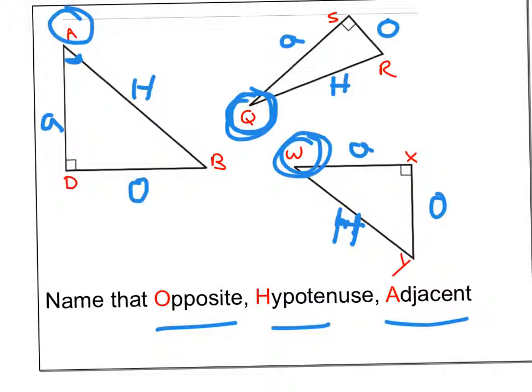And then just don't forget that if I refer to the other angle like B, then these two guys just get swapped.